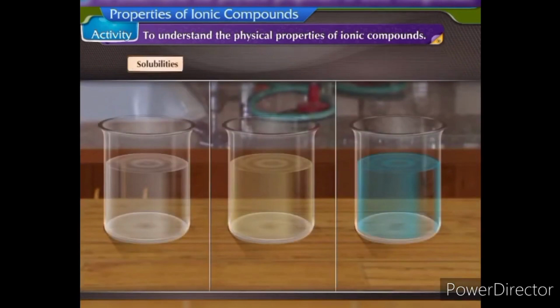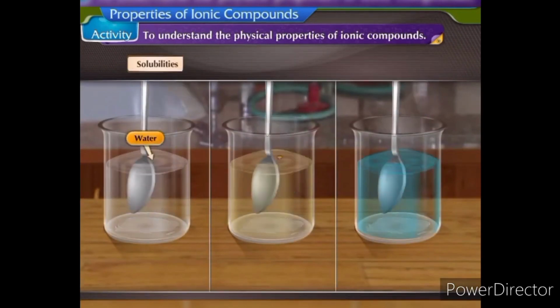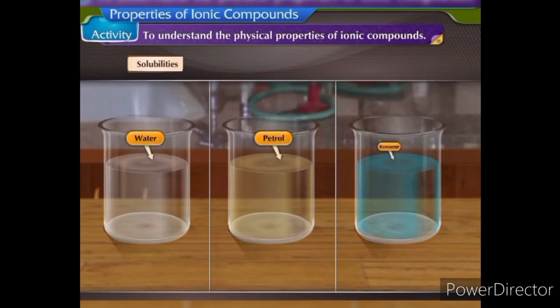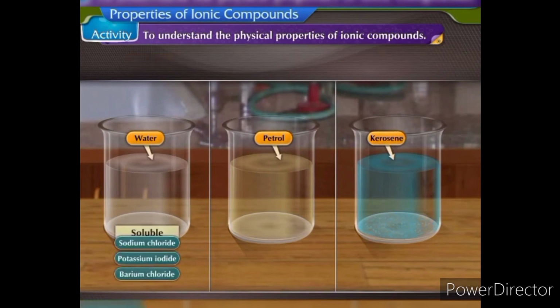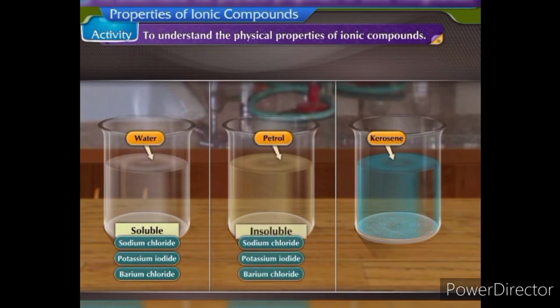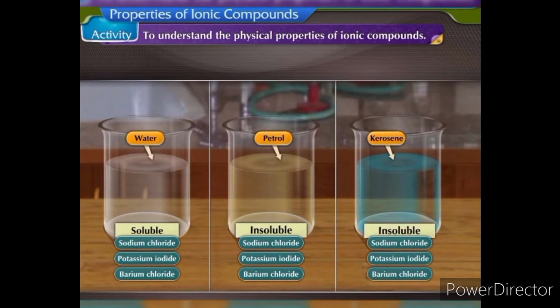Now let us check the solubilities of each of these samples, first in water, then in petrol, and finally in kerosene. Sodium chloride, potassium iodide and barium chloride are all soluble in water. All the 3 salts are insoluble in petrol. Now let us see whether they are soluble in kerosene. All the 3 salts are insoluble even in kerosene.